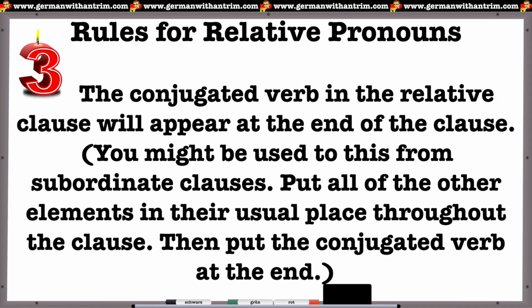Number 3, the conjugated verb in the relative clause will appear at the end of the clause. You may be used to this from subordinate clauses. Put all of the other elements in their usual places throughout the clause, and then put the conjugated verb at the very end. Let's take a look at a few examples to see how this works.